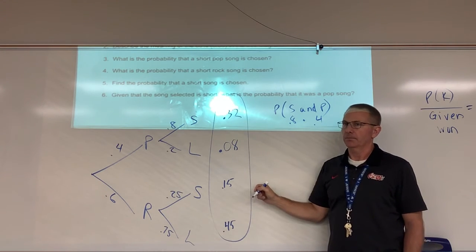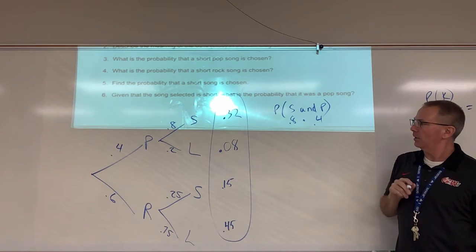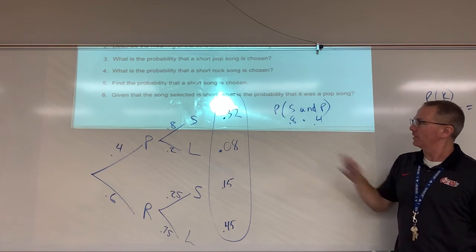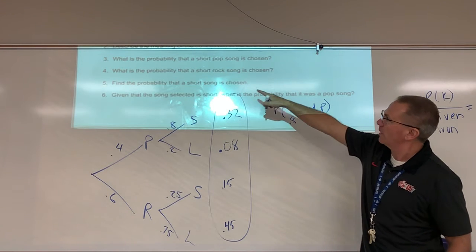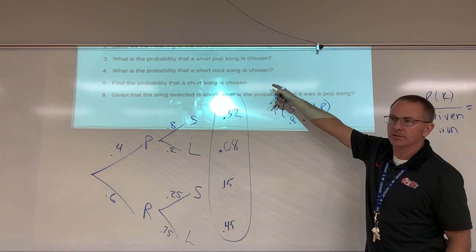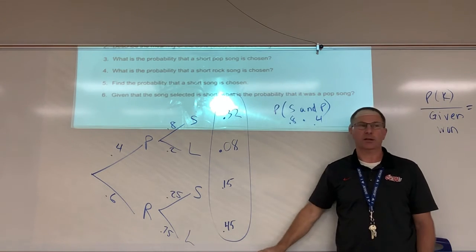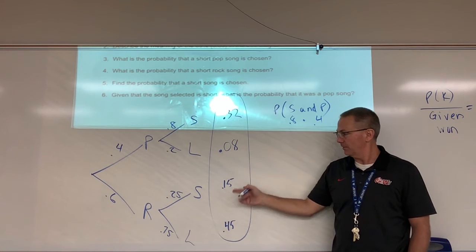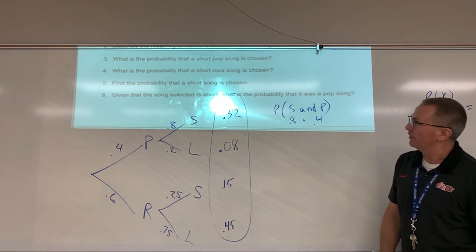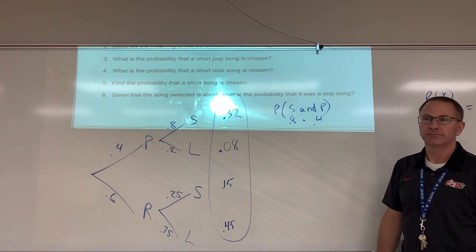I was looking at the long number. So, yeah, that's what this is, 0.32. What's the probability that you have a short rock song? Short and it's rock. 15%. Yeah, 15%.